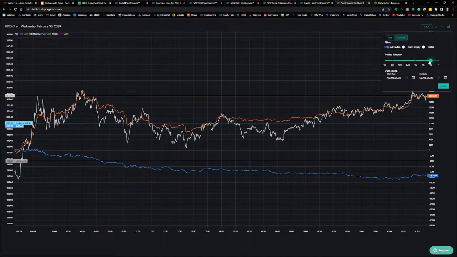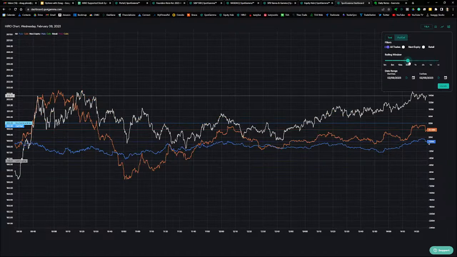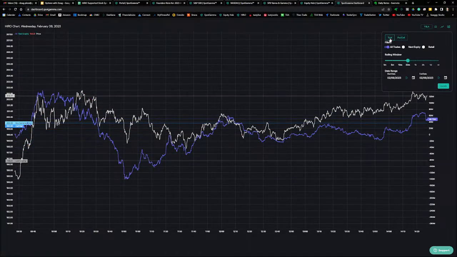Let's just change this rolling window. Go to total. And still slightly bullish here for this total line, looking at a 30-minute rolling window.